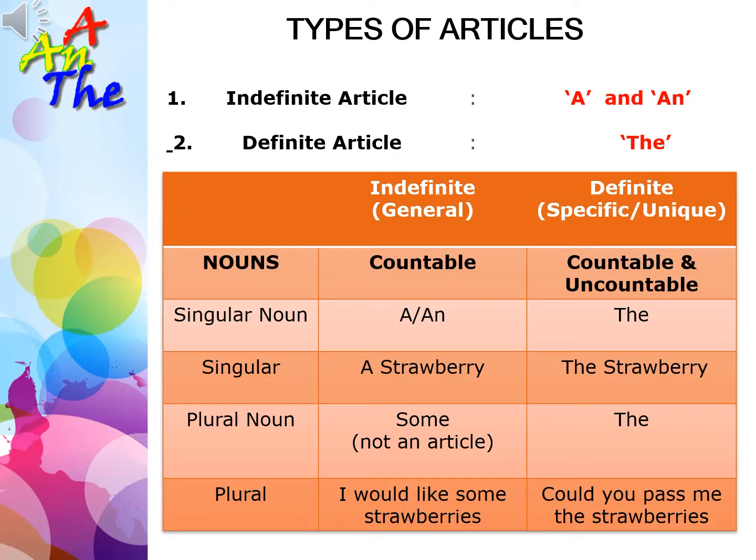When we talk about a plural, countable, general noun, we use no article, but we can use the word some. Taking an example, I would like some strawberries. Okay? Now talking about a plural, countable, specific, unique noun, we use the word the. For example, could you pass me the strawberries? I hope I was able to make it simple for you.